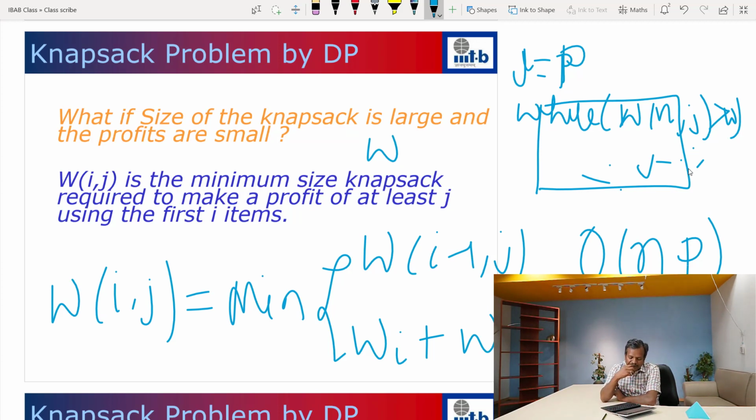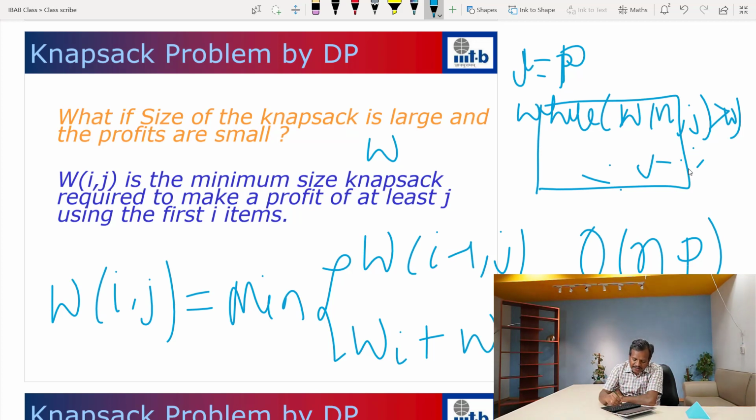So once you fill this table, using a table of size n into P, you set J equal to P, and you try to make the maximum possible profit. Then while W of n comma J is greater than W, you decrement your J. The first time you see a number W of n comma J which is smaller than or equal to W, you stop. That is the particular value of J which is the answer, the maximum profit that you can make if you are given a knapsack of size W.